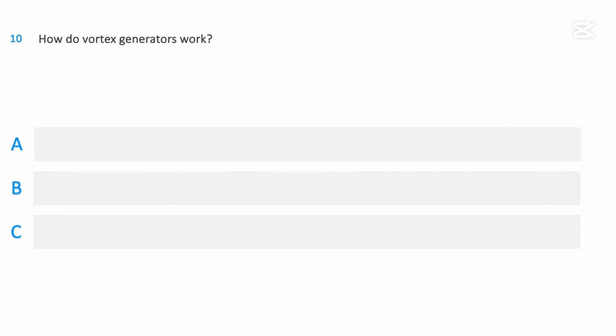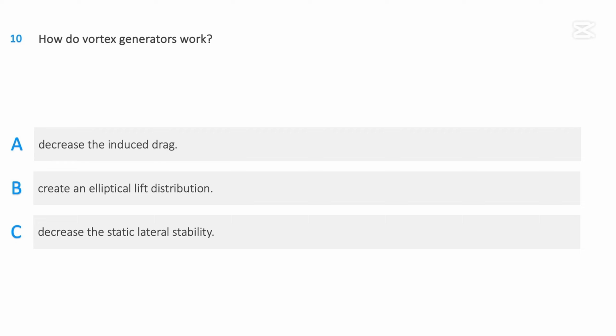How do vortex generators work? Decrease the induced drag. Create an elliptical lift distribution. Decrease the static lateral stability. The correct answer is decrease the induced drag.